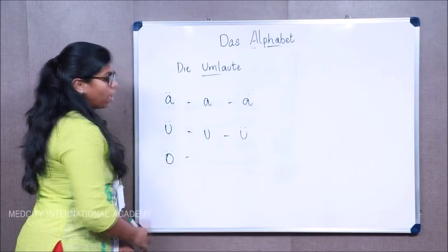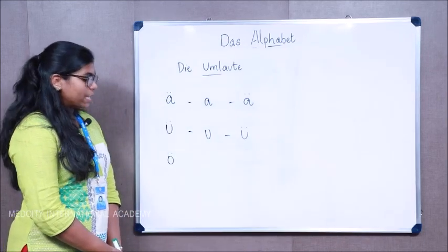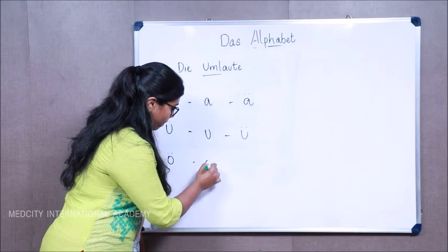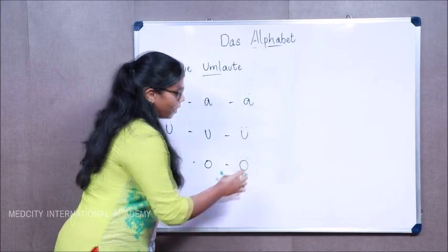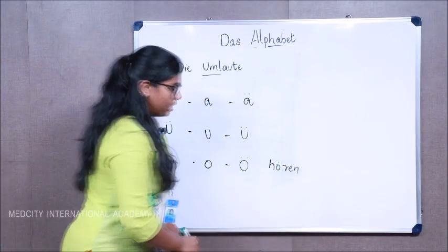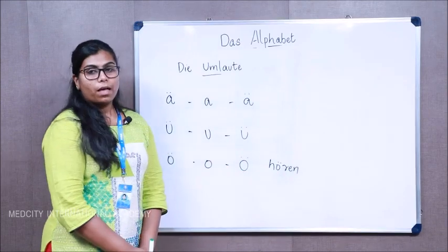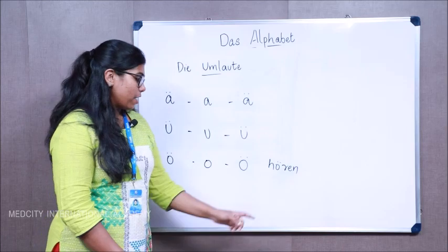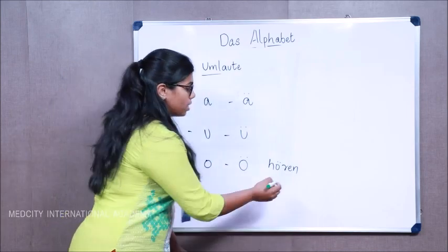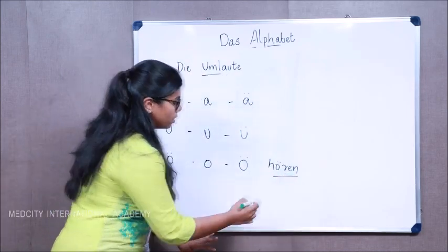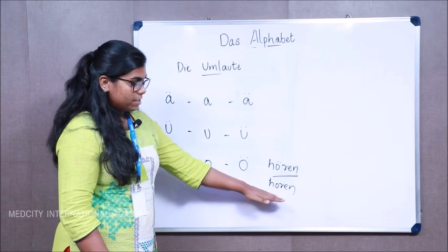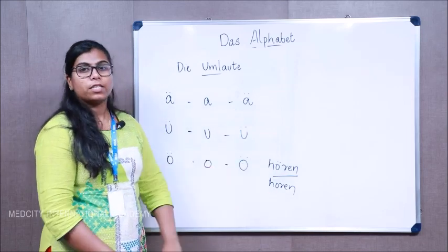The last umlaut is O with two dots above. Then it is pronounced as Ö. For example, we can say Hören. In Hören, I used O umlaut. Without O umlaut, we say it as Horen, and with umlaut, it is Hören.